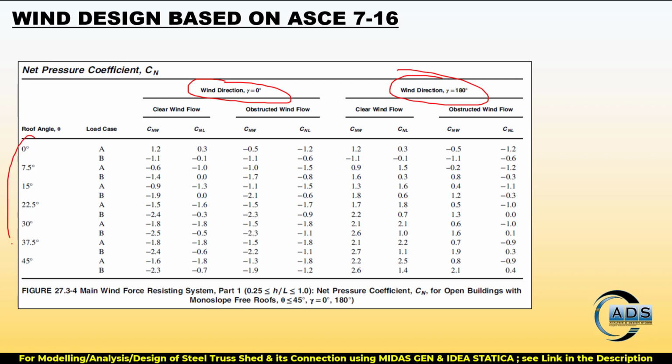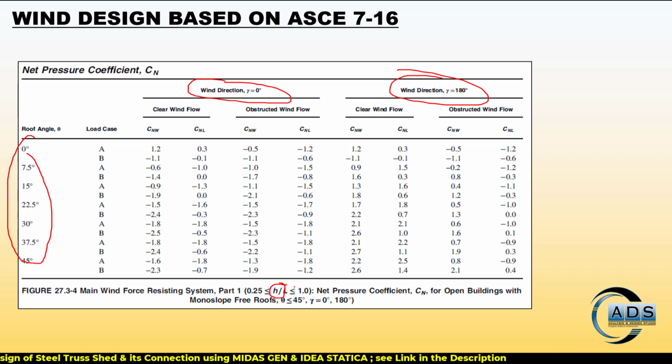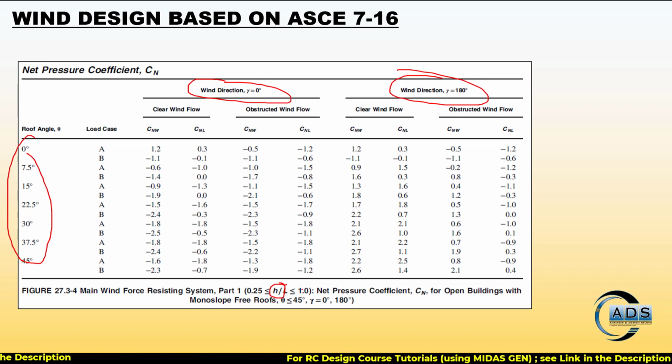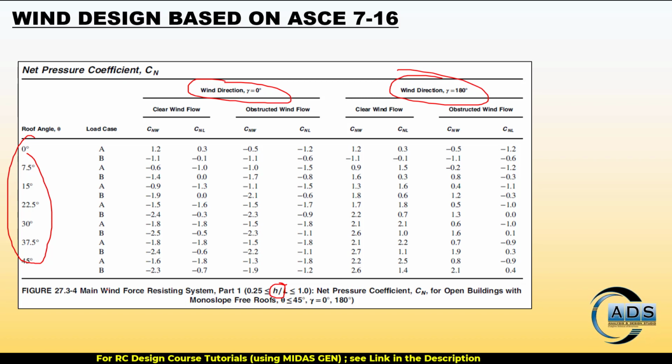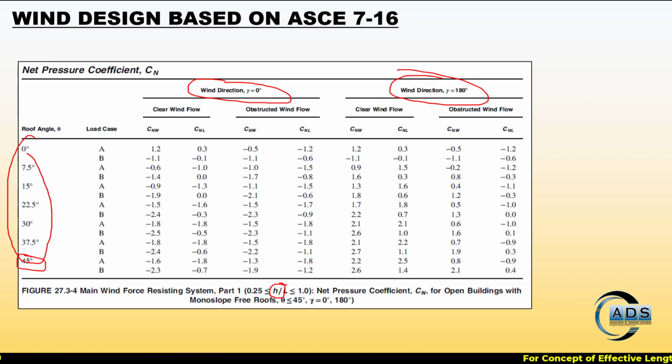These are the roof angles. It is remember to note that these coefficients can be used when H over L ratio is in between 0.25 and 1. Other than that, there will be some other procedures. We will talk about it later. Net pressure coefficient Cn for open buildings in theta must be less than or equal to 45. Greater than 45, there are some other procedures.